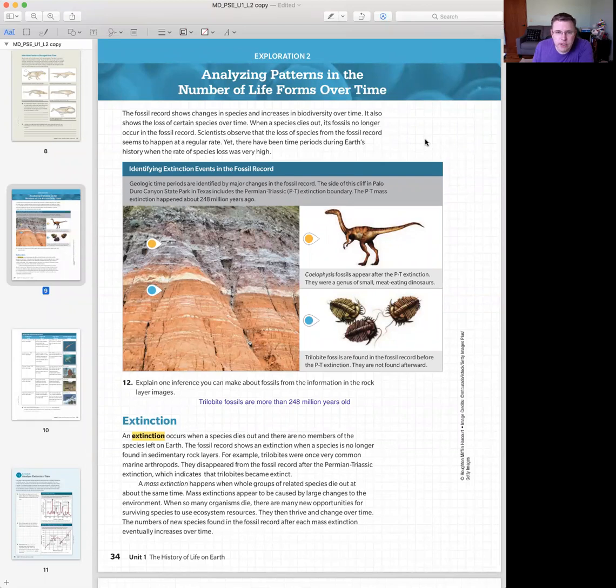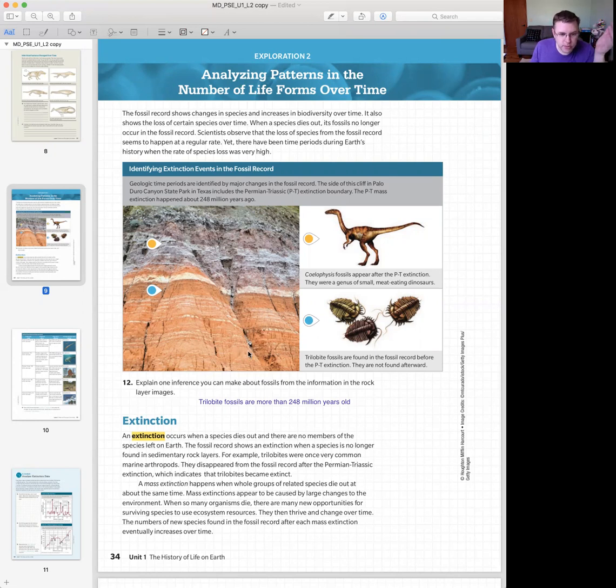Okay, everyone. Today we're going to take a little look at Exploration 2 here. As you can see, the title up at the top, Analyzing Patterns and the Number of Life Forms Over Time. So still kind of looking at what we can find from fossils and setting up that fossil record, the history of life forms that we have on Earth, okay? This one's going to talk a lot about mass extinctions and just things that we can see as we look through the fossil record and rock columns and those types of things.